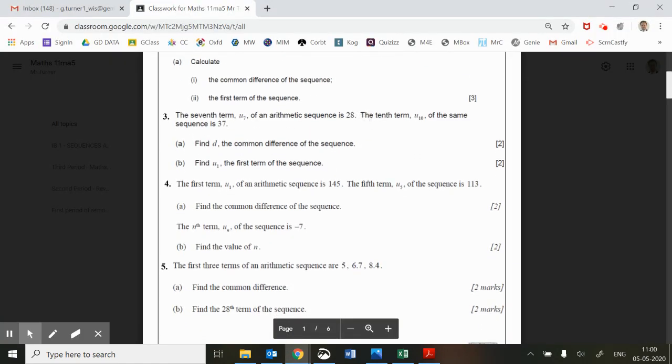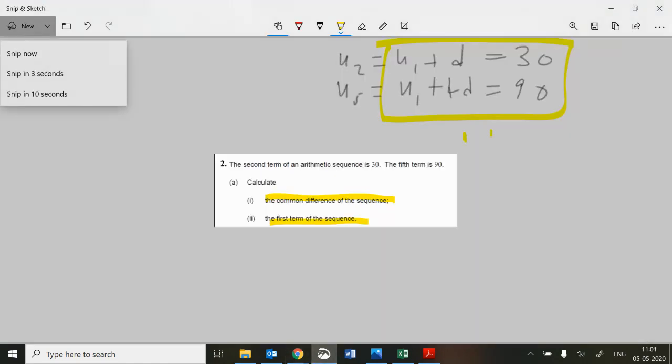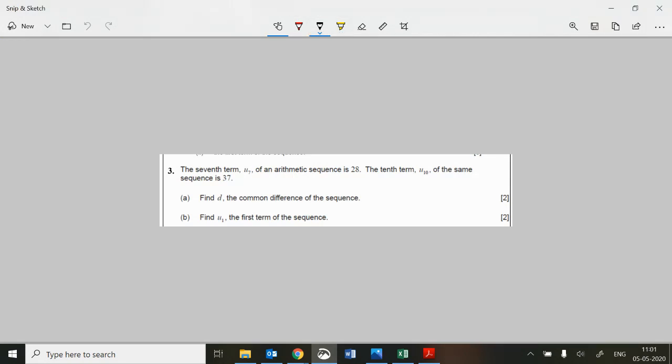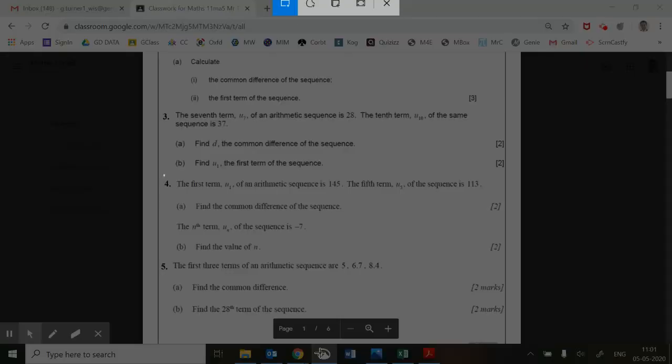Okay, example number 3. Let's take it on. Again, this one's saying the 7th term, so straight away U7 is 28, so U1 plus 6 lots of d is equal to 28. And they say the 10th term of the same sequence is 37, so U1 plus 9d is equal to 37. There's another one which we can use simultaneous equations for. Same type of question. Question 4.